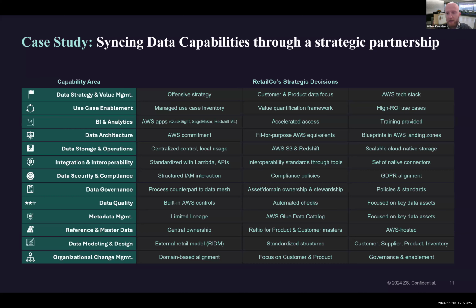And then maybe one last final decision they made was they chose to adopt an external data model. It's RIDM, I think retail industry data model, if I'm not mistaken. That was the data model they adopted for these key domains, and it really gave them a clear, trackable set of standards to follow.